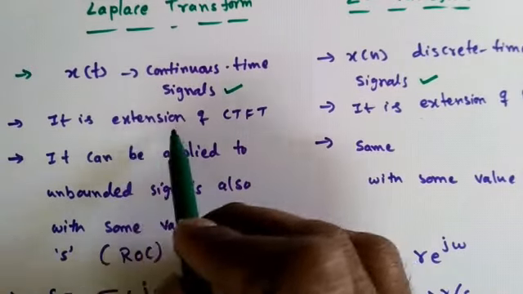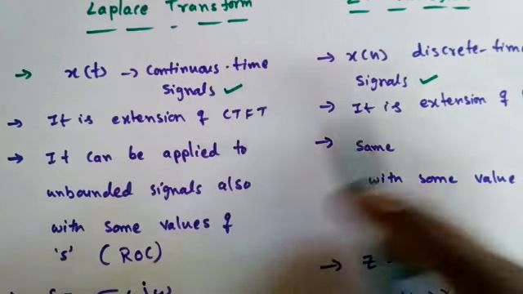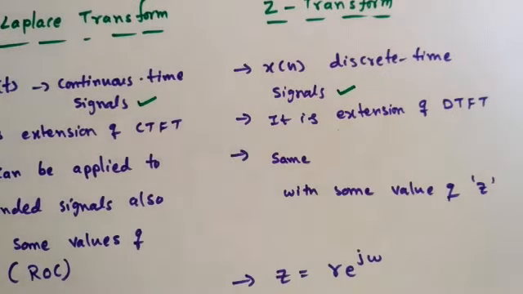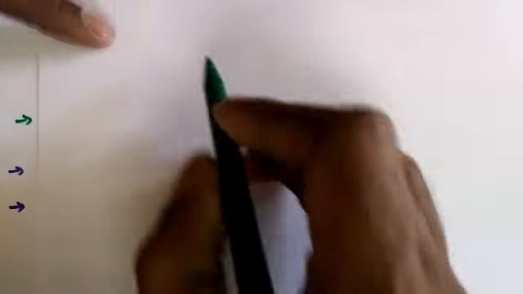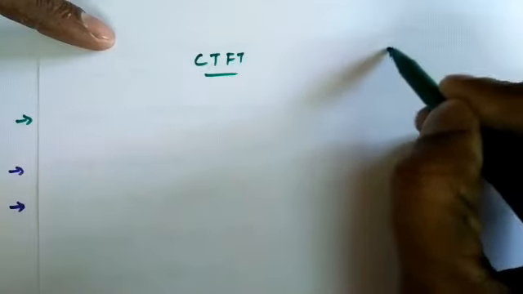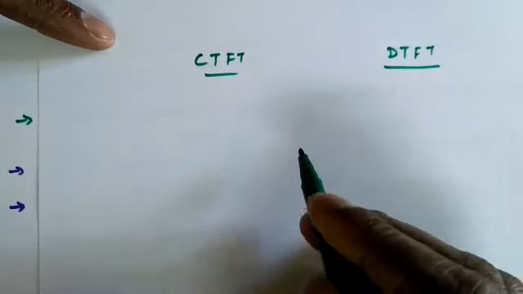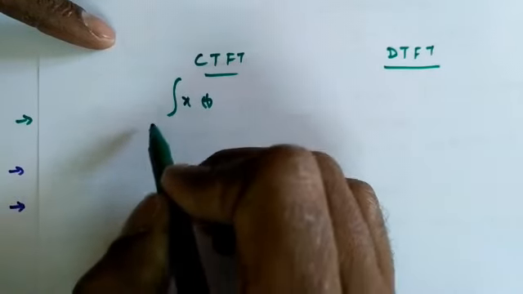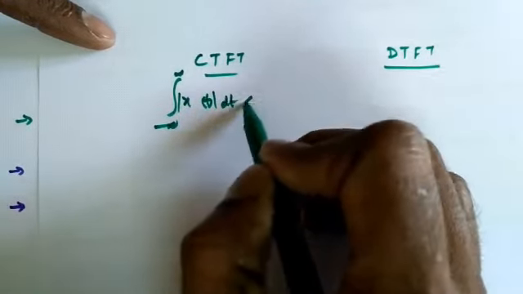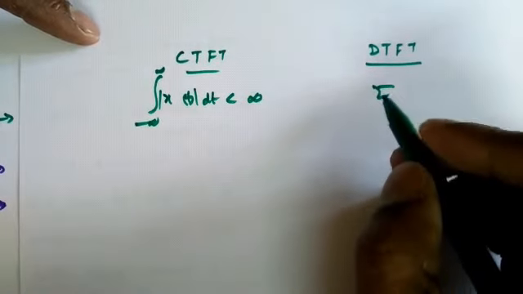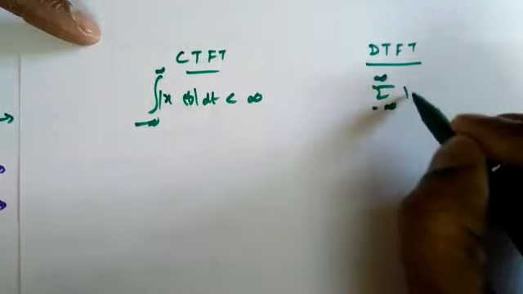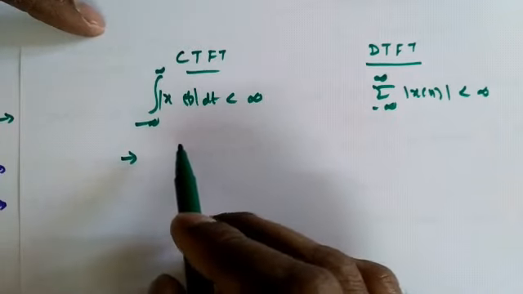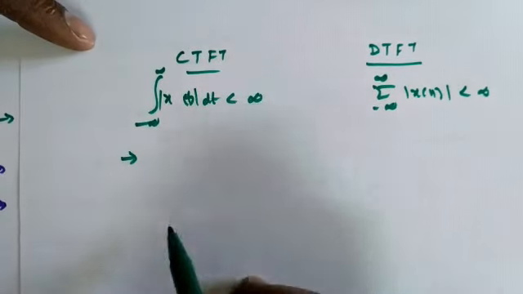Now, the Laplace transform is an extension of the continuous time Fourier transform, whereas the Z transform is an extension of the discrete time Fourier transform. What do we mean by this extension? In the continuous time Fourier transform or discrete time Fourier transform, we have some convergence problem. That is, x of t should be absolutely integrable, that is, the integral of mod x of t dt should be less than infinity. Similarly, it should be absolutely summable, that is, the sum from minus infinity to infinity of mod x of n should be less than infinity, and it should have a finite number of maxima, minima and discontinuities. So we have some convergence problem.